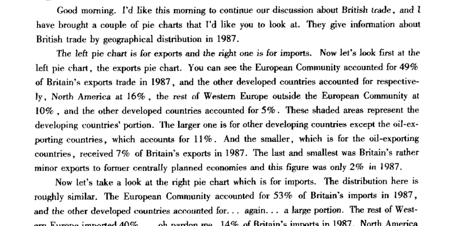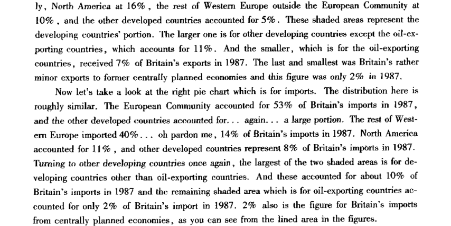Now let's take a look at the right pie chart, which is for imports. The distribution here is roughly similar. The European Community accounted for 53% of Britain's imports in 1987, and the other developed countries accounted for, again, a large portion. The rest of Western Europe imported 14% of Britain's imports in 1987.